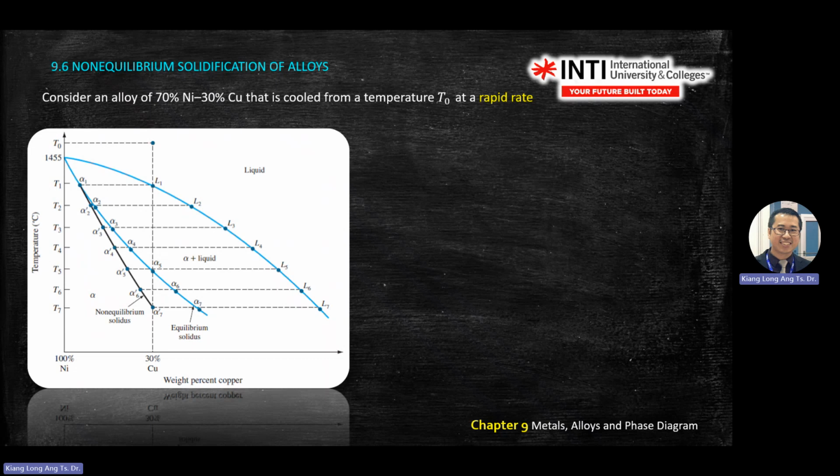Okay, we look at one point to study what happened to the microstructure. So we pick 70% nickel, 30% copper. So here is copper. So as you move to the right is copper percentage. So here 30%. So you draw a 30% line here. And we start to see what happened to each of the points.